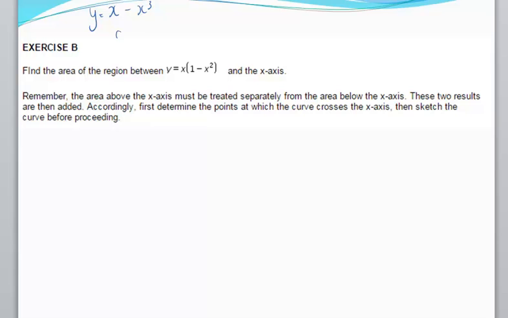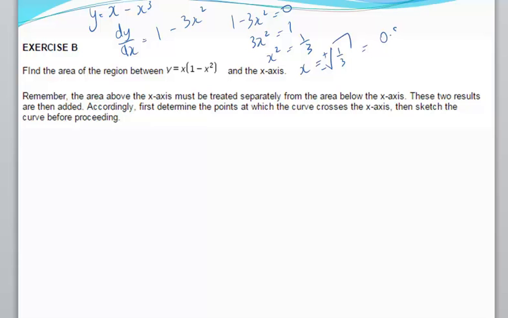If we differentiate this, dy on dx will give us 1 minus 3x squared. And if we set this equal to 0, 1 minus 3x squared is equal to 0, 3x squared is equal to 1, x squared is equal to a third, so x is equal to plus or minus root 1 on 3. And if we write this out as numbers, it's going to be 0.58 or negative 0.58.